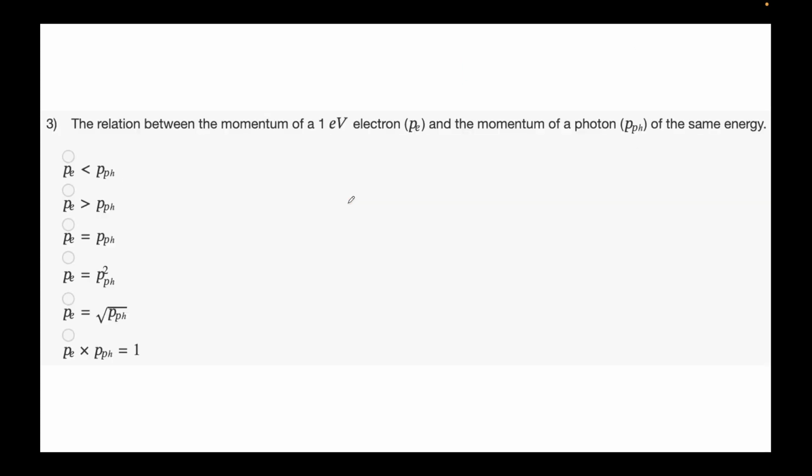So it says the relation between the momentum of a one electron volt electron. We need to find the relation between the momentum of the electron, given here by Pe, and the momentum of the photon, given by Ph. They both have the same energy, so we need to find the relation between their momenta.